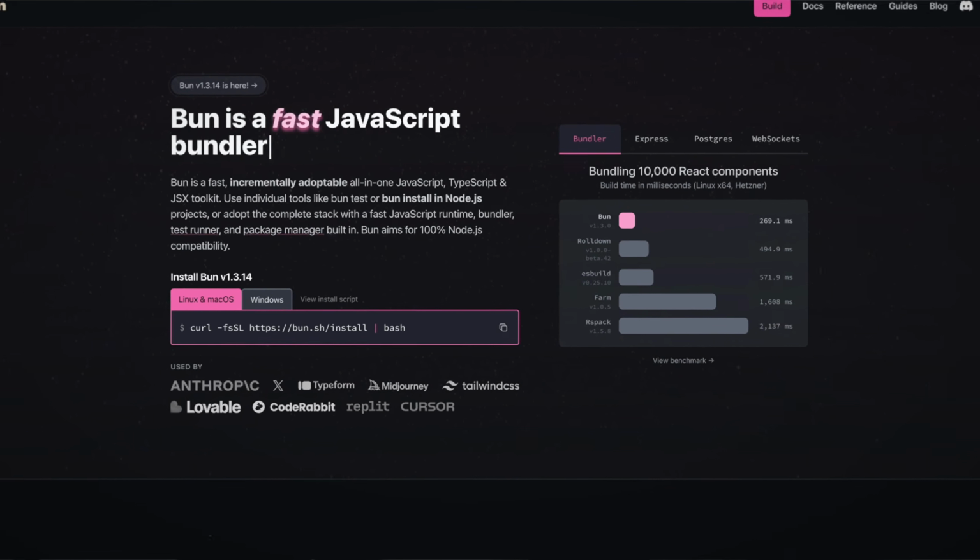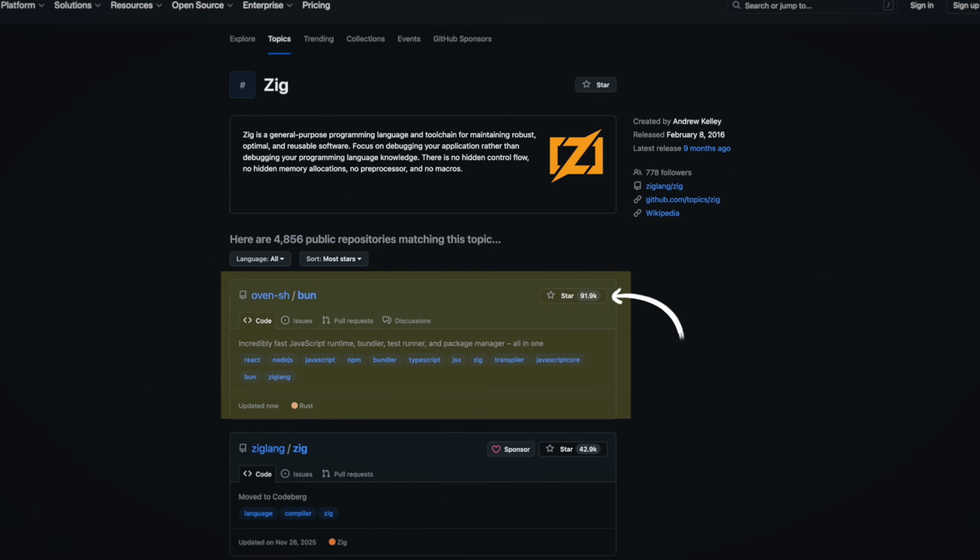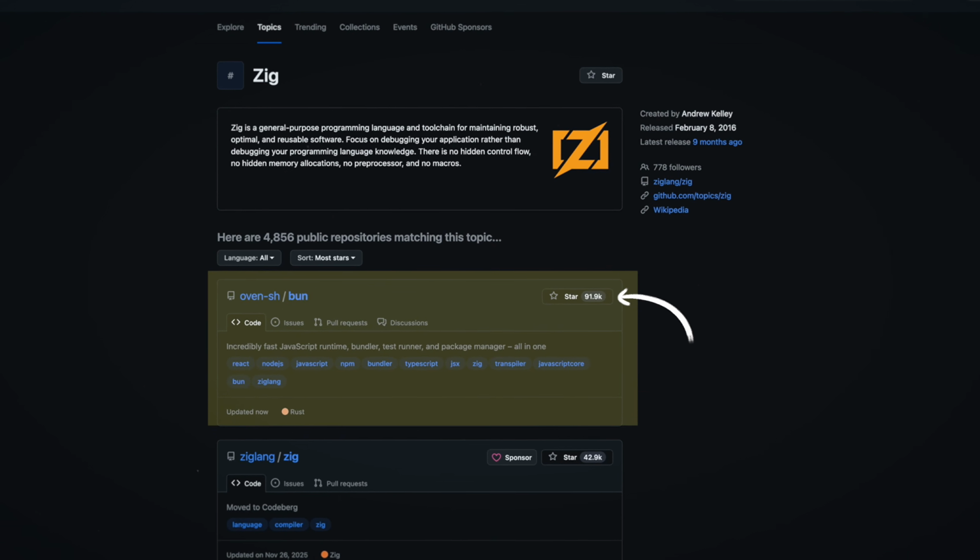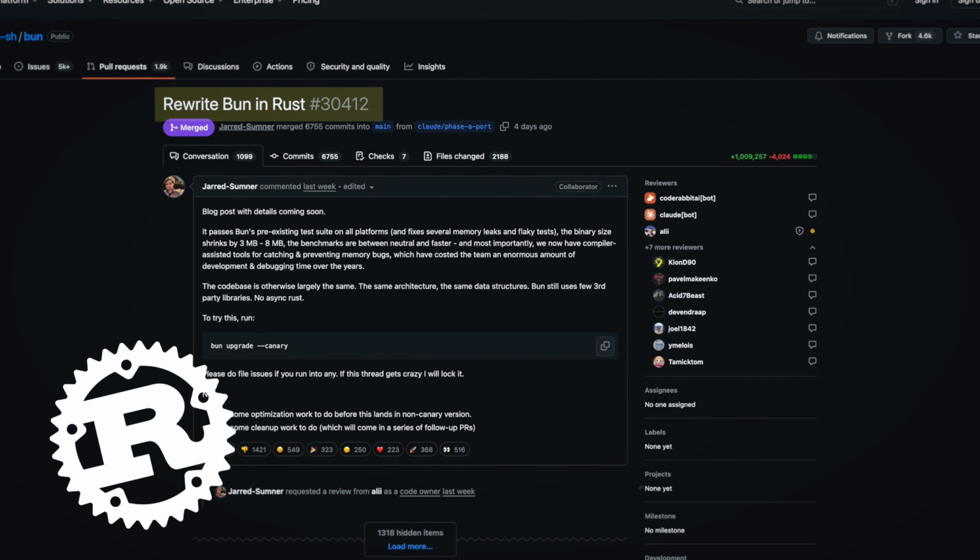So I'm sure you've heard of Bun, the JavaScript runtime all-in-one toolkit, one of the largest Zig code bases ever written. Well, it just got rewritten in Rust. And not only was it rewritten in Rust, but AI rewrote it in Rust. And on both of these accounts, this is a fascinating story.